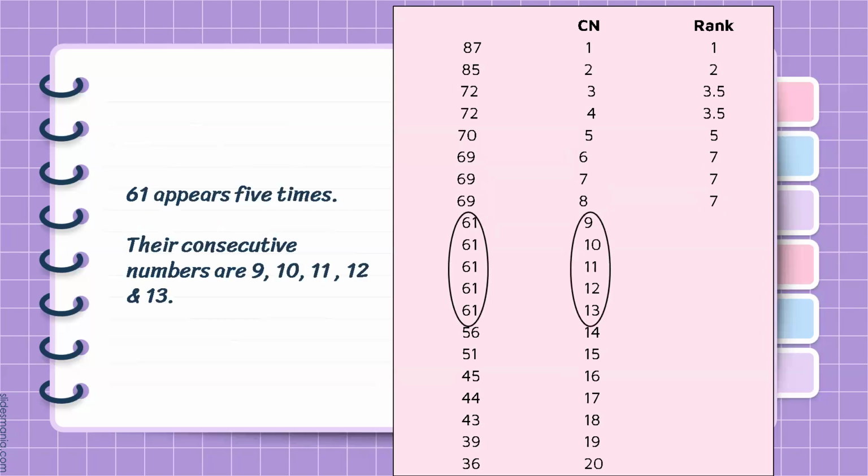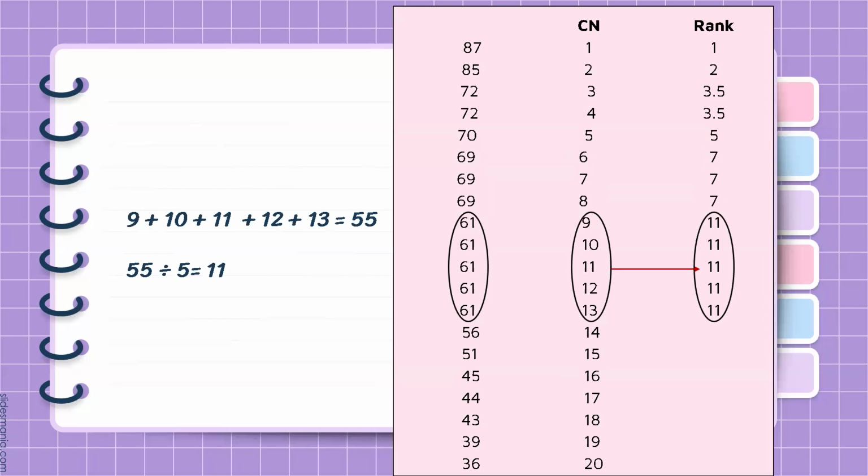The next score is 61, which appears 5 times, and their consecutive numbers are 9, 10, 11, 12, and 13. So we add these consecutive numbers. 9 plus 10 plus 11 plus 12 plus 13 is equal to 55. And 55 is divided by 5 because 61 appears 5 times. So 55 divided by 5 is equal to 11. So the rank of the score 61 is 11.